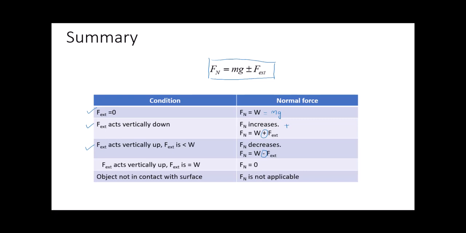Now, there is a condition I mentioned over here that F external is less than the weight of the object. As a sub case, if there is a Fext vertically up with the condition Fext is equal to the weight of the object, in such a case, this will be W minus W, which means the normal force will be 0. And how about the last case? Object is not in contact with the surface. As I have explained earlier, the normal force in such a case is not applicable.